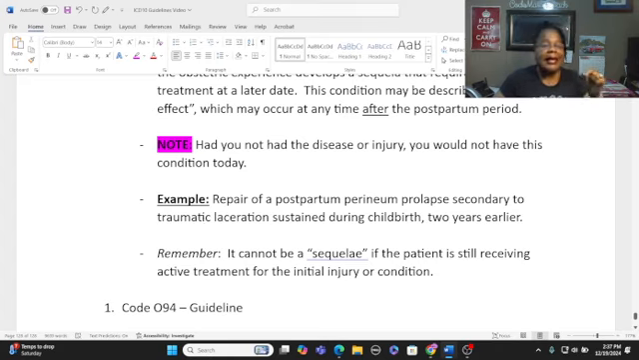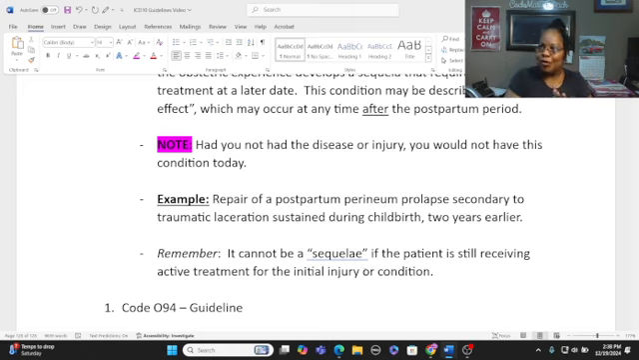However, remember, it cannot be a sequela if the patient is still receiving active treatment for the initial injury or condition. And I like to use this example in class when I'm trying to explain sequela to my students. Yes, it's a late effect. There is no limit of time. It doesn't have to be 6 weeks after, doesn't have to be 6 months after. It could be an example of you working in the kitchen, cutting up, and you cut your finger. And you look at it and you just say, well, I'm going to run some cold water and I'm going to take care of it myself.